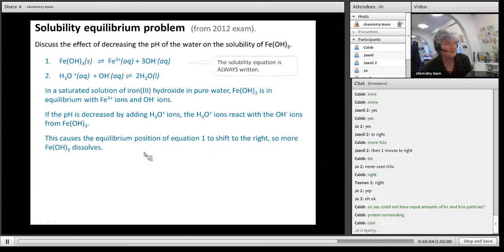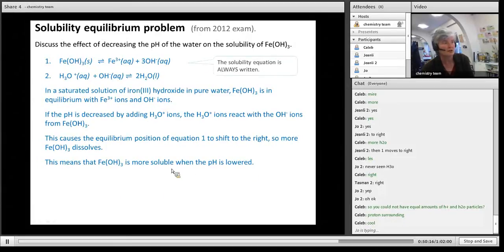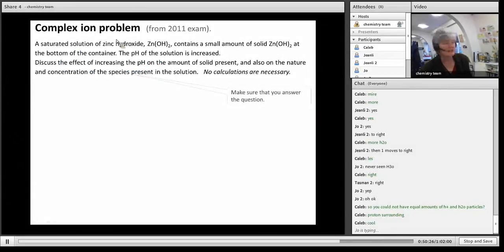Okay, and can you see I've labeled them equation 1, just to make it easier to explain. And so I've said more dissolves, and can you see I've answered the question as well? So if I lower my pH, I'm going to get more dissolving, because they're asking about the effect of decreasing pH on solubility. So make sure you've got that statement somewhere.